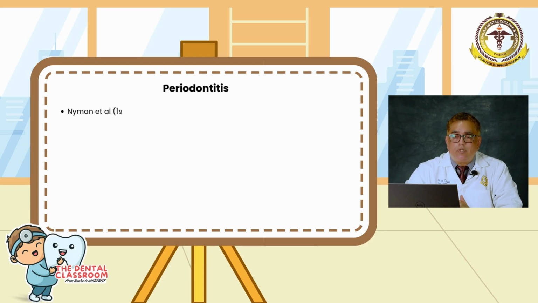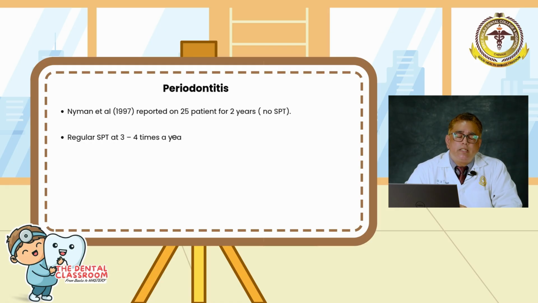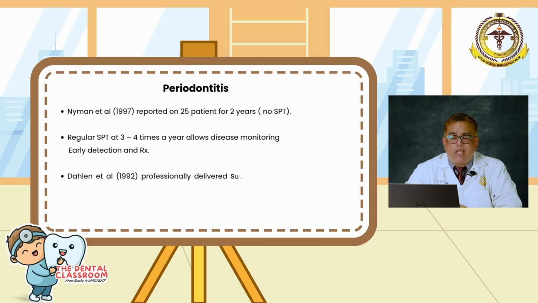In 1971. Now I'm going to shed light on periodontitis. In periodontitis, Nyman et al. in 1997 reported on 25 patients for 2 years, where no supportive periodontal therapy was done in one group. In the other group, regular supportive periodontal therapy was done 3 to 4 times a year, which allows disease monitoring. And sometimes you can even detect problems early and treatment will be given.